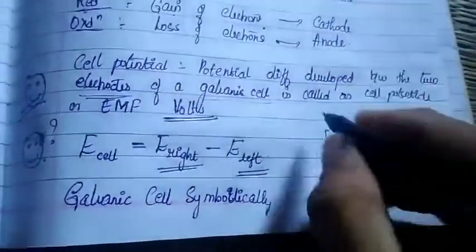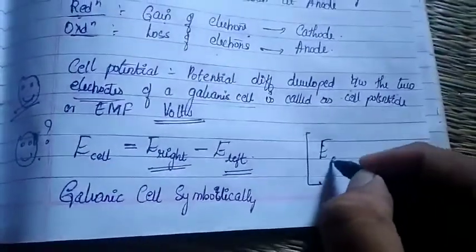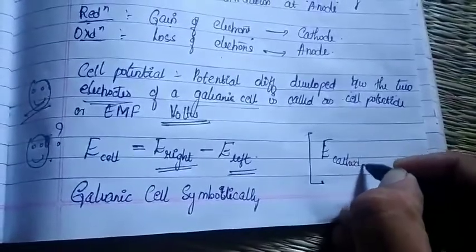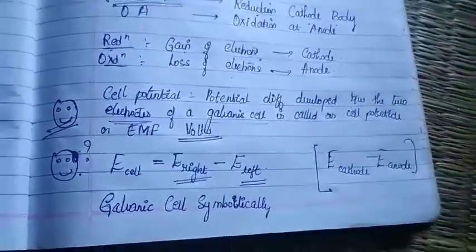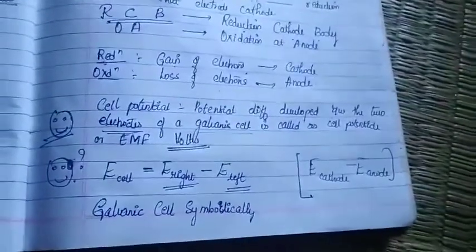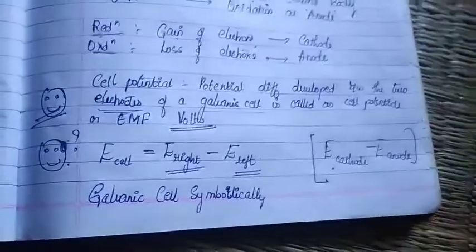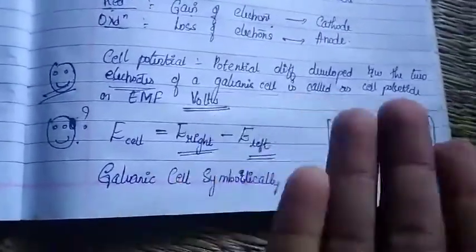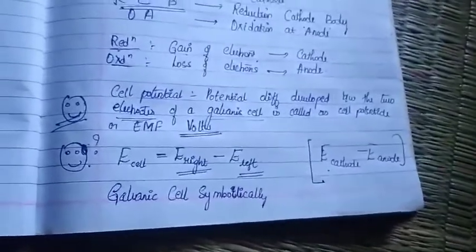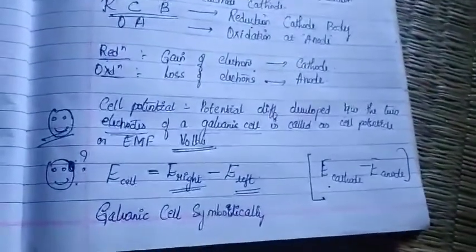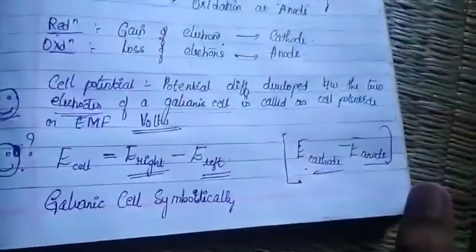For my convenience, when I was in second PUC, this right and left used to confuse me a bit. So what I wrote was E cathode minus E anode. You can also write it, but don't write it in the exam, okay? Just for your convenience, if you can remember it in this way, you can remember. E cathode minus E anode. Otherwise you can remember it this way also: when you do the march fast, they say left right, but here you have to remember it reversed. So to avoid that confusion, E cathode minus E anode.